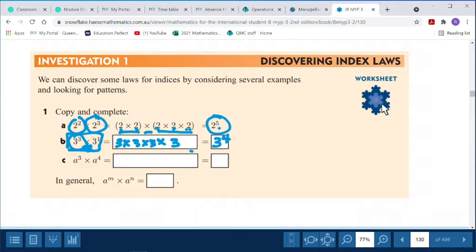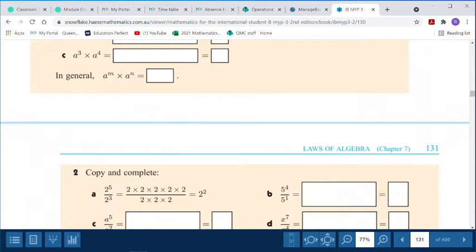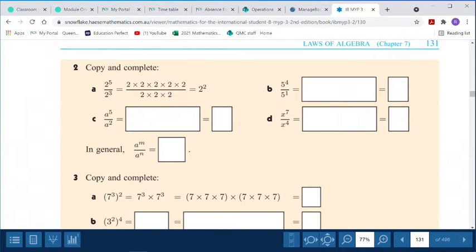So what I want you to do is just what I did up here, but with a to the third times a to the fourth. Okay? So anytime you're multiplying with the same base, you can simply take those exponents and add them together. What about division? We have a to the fifth divided by a to the second.